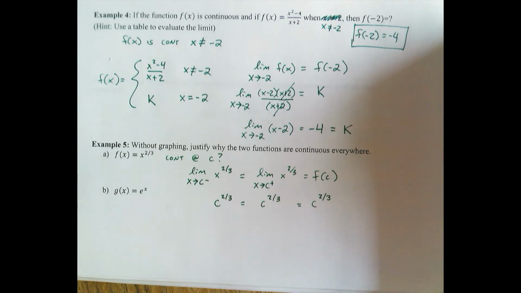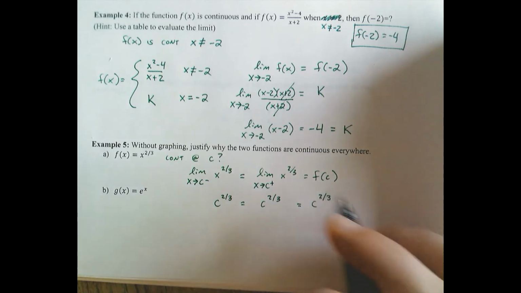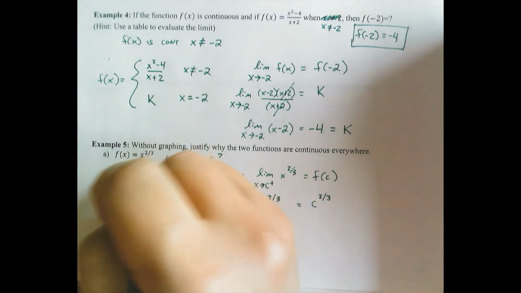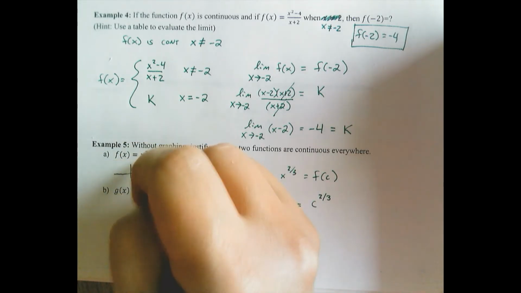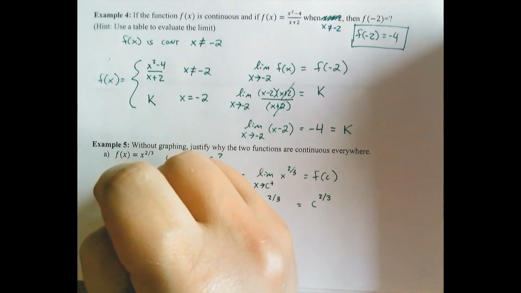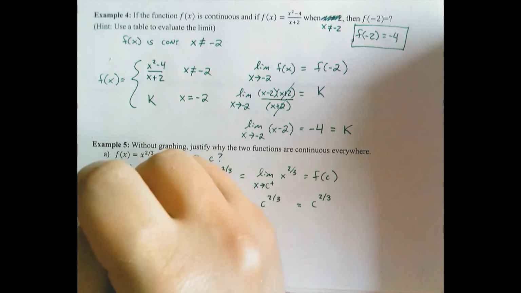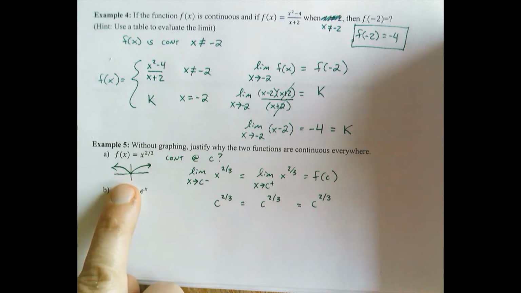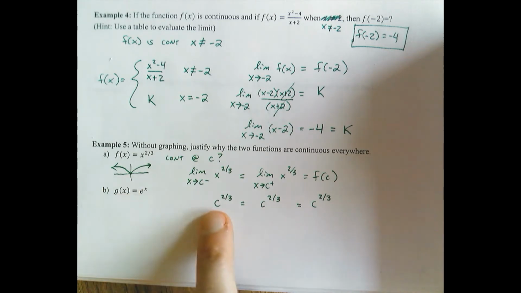Before we jump to part b, let's just look at what this function looks like. It's the cube root function squared. It winds up looking something like this. So visually we can see that this is continuous. This is the analytical support of that.